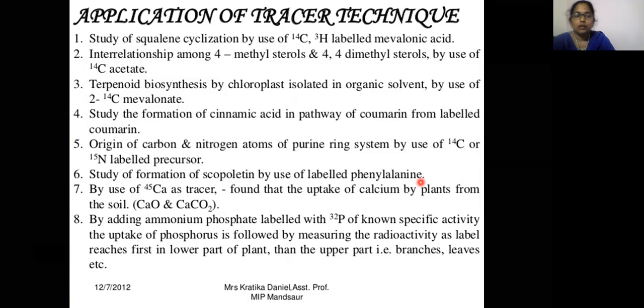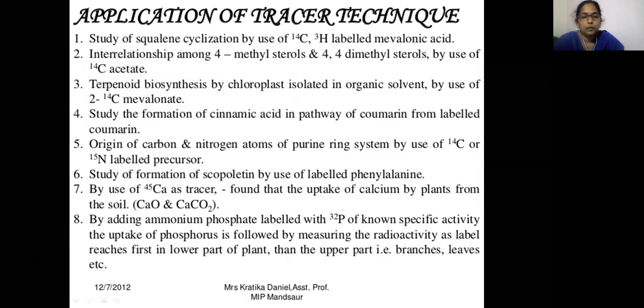And next, by the use of calcium. You can also use the calcium isotopes, right? Here we are adding radio labeled calcium oxide or calcium carbonate to the soil, so that when the plant takes the calcium from the soil, we can find out how much uptake of calcium there is by the plants.